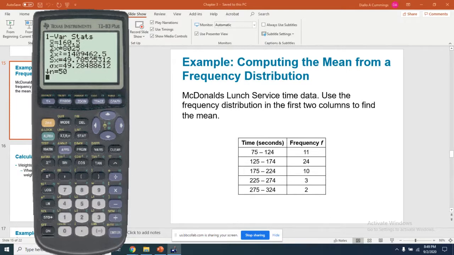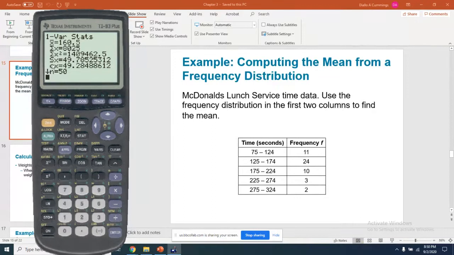Remember that x bar is the mean. So the mean is 160.5, which is what we calculated. The summation of x is 8,025. So if you check that back with your hand results, I believe this gave us the summation for f times x, which is 8,025. You also see the sum of x squared. This x squared value is what the calculator uses to calculate the standard deviation, right? In order to find the sum of x squared, they simply take all of the x values, square those and add them together.